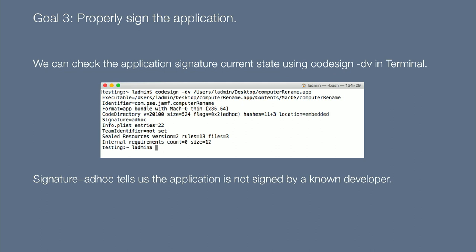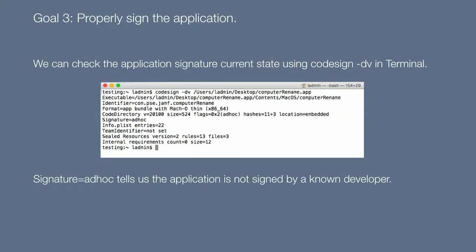Let's look at our third goal: application signature. I've got an application. I want to make it available to other people. Currently, if I look at the signature, and I can do this through terminal, codesign -dv, I'll get a little bit of information. And the thing that may be most important, signature equals ad hoc. That's sort of like a self-signed certificate. I trust it, but I don't know that anybody else is going to trust it.